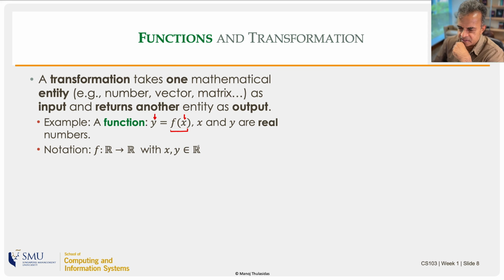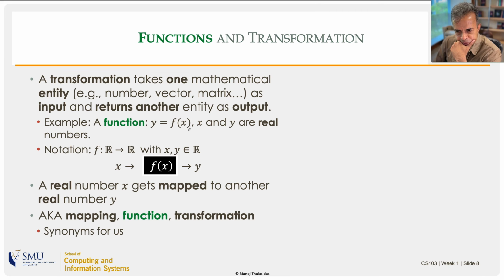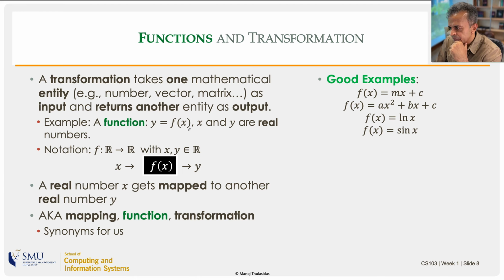Like I said, this is a difference without too much of a distinction here. So x goes in and y comes out. A real number x gets mapped to another real number y through the action of f(x). So that is the kind of picture. Now let's take a few examples here.